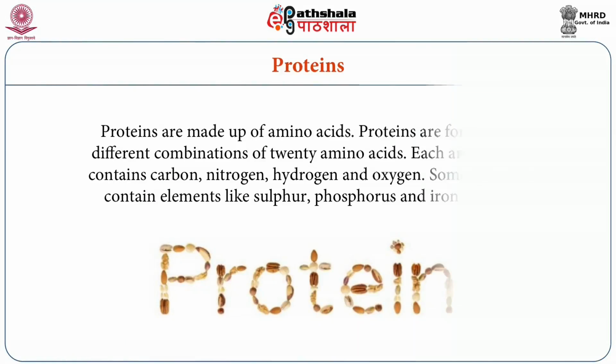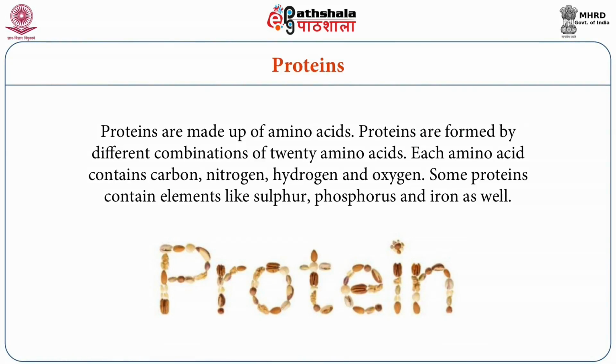These amino acids and proteins contain carbon, hydrogen, oxygen, and apart from these, they also contain nitrogen. The carbohydrates and fats contain only carbon, hydrogen and oxygen, whereas protein has an extra component which is nitrogen. And some proteins contain different kinds of elements like phosphorus, sulfur, iron, etc.